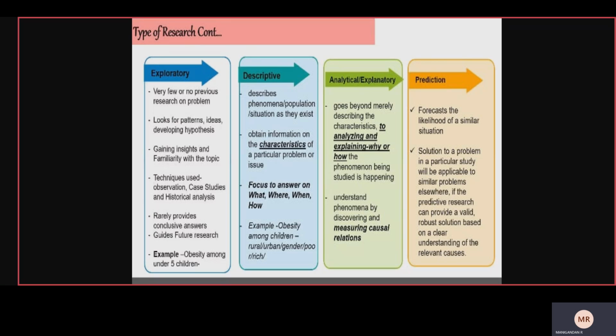And a solution to a problem in a particular study will be applicable to a similar problem elsewhere. That is predictive research. To understand the relevant success in future, what will happen. So these are the outcomes in future. So we need to give the predictions. And qualitative and quantitative research.